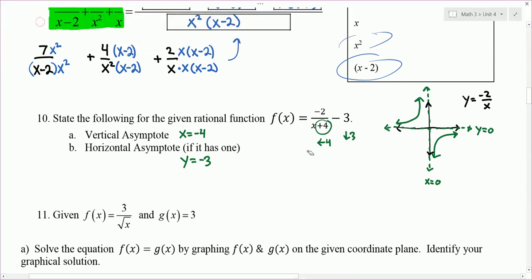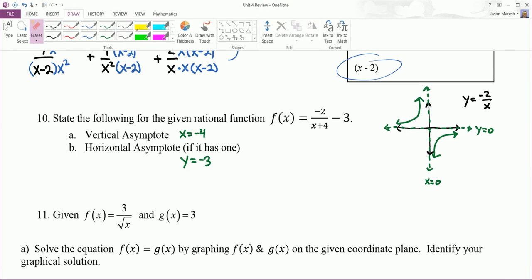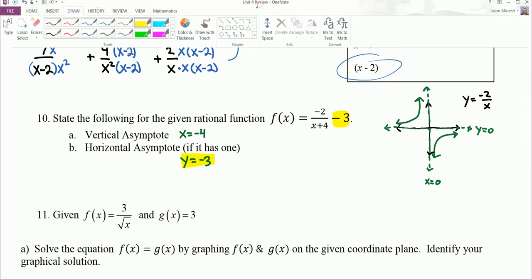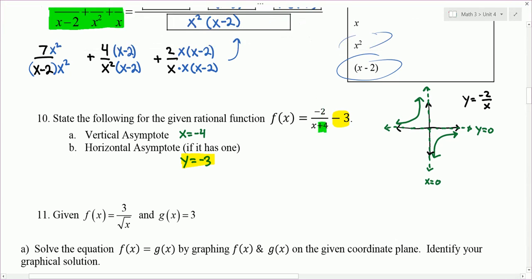Another way to look at this is, if you just go straight to the equation, that -3 is going to end up being your y-intercept. And then if you look at the +4, you do the opposite of +4, you get -4. That's going to be your vertical asymptote. So that's another way to go about that.